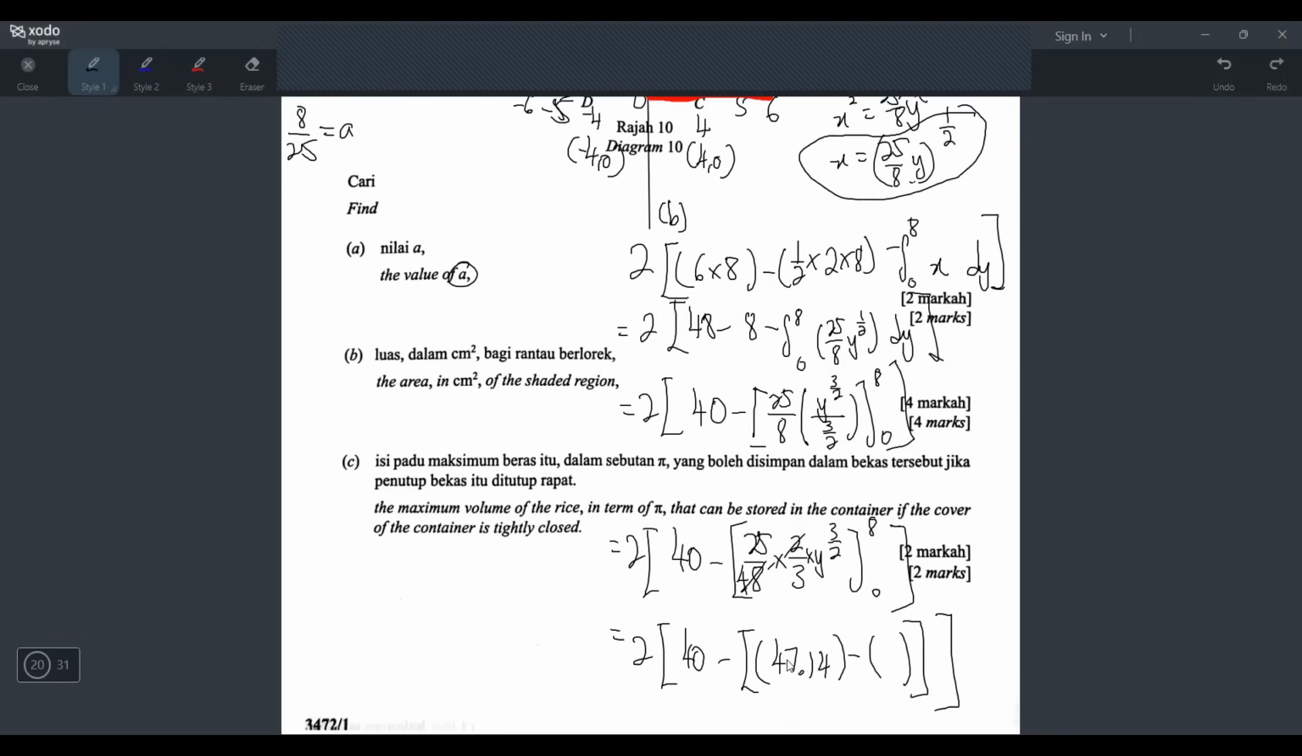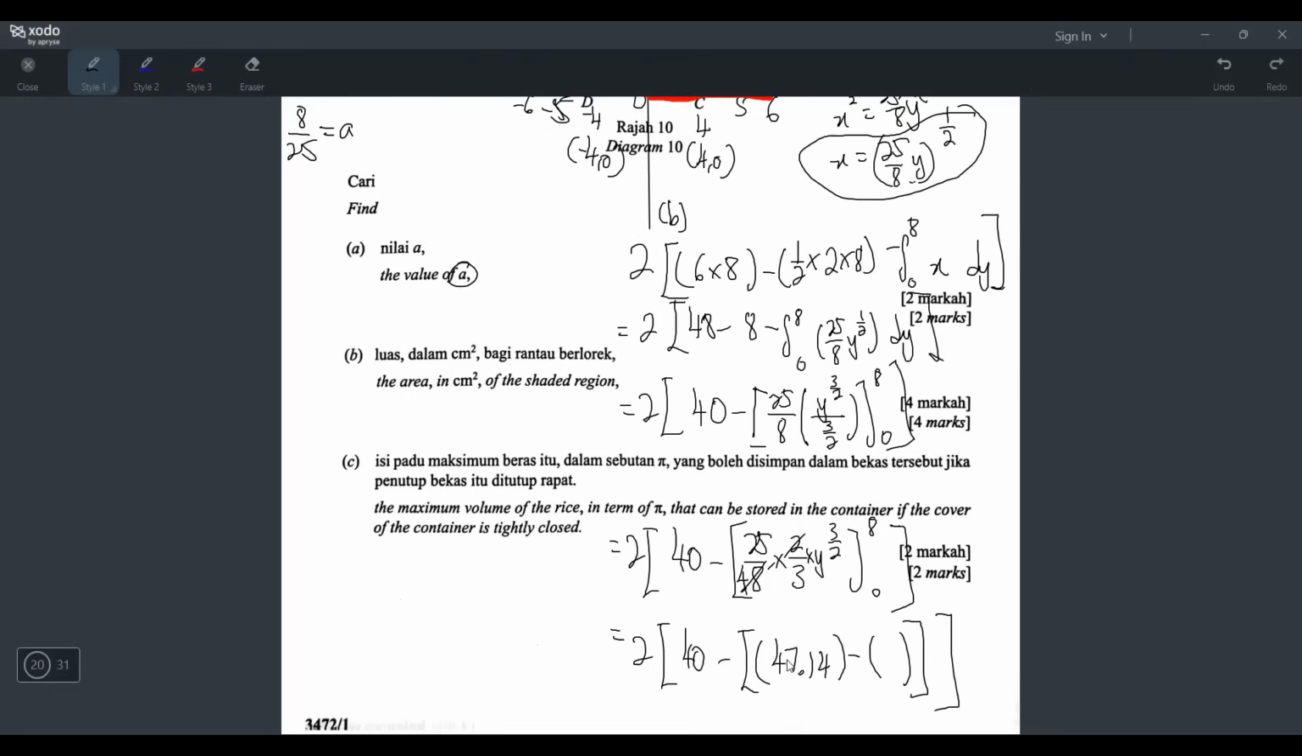Did I do it correctly? I think so. So, okay, and then now next one. Wait, let me press again. 8 power 5. Yeah, 47.14. But can I change to fraction? Cannot. It's okay, let's continue first.